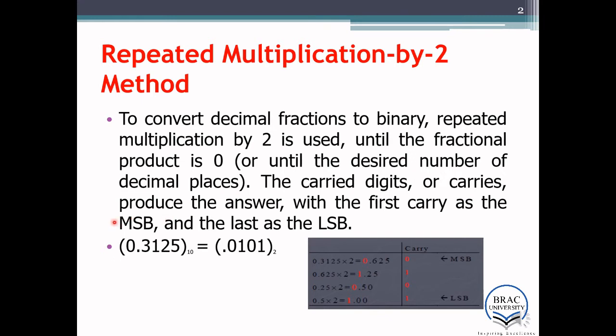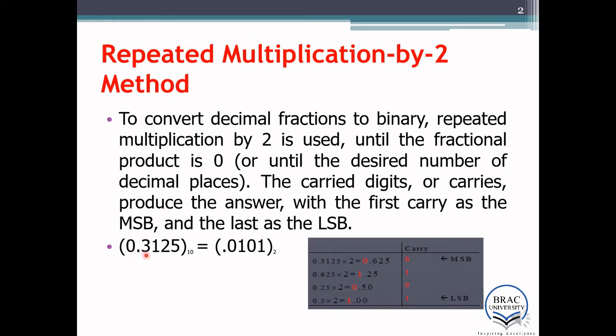So you have been given this fraction, 0.3125 decimal, and you need to convert it to binary. So it becomes something like that. But how can you get it? Let's check it here.